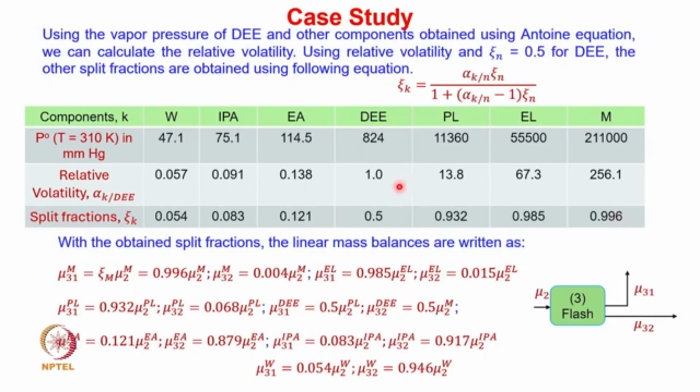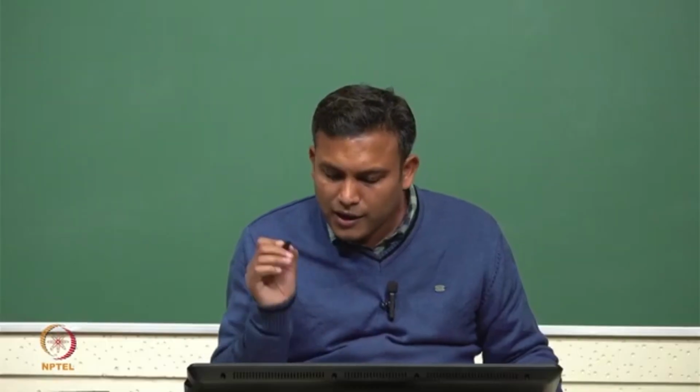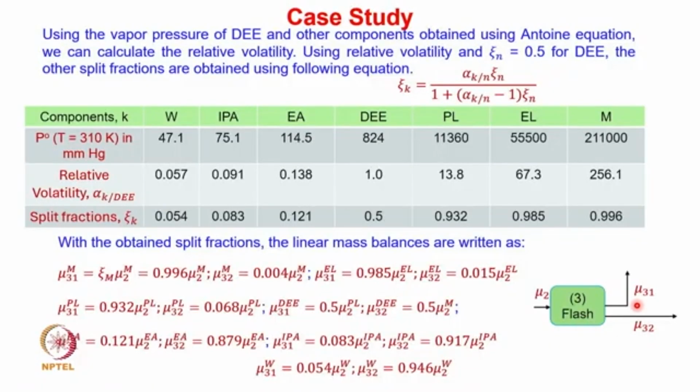Now, with respect to these values of split fraction, we can write down the molar flow rate of different components in the vapor stream as well as in the liquid stream. Remember, in a flash unit we get a vapor stream, which is mu 31, and a liquid stream, which is mu 32. In both these streams, we can directly obtain the molar flow rate of each component based on the split fractions.